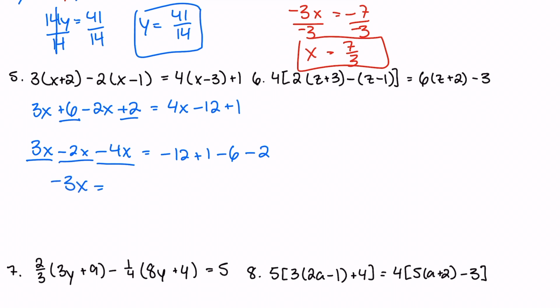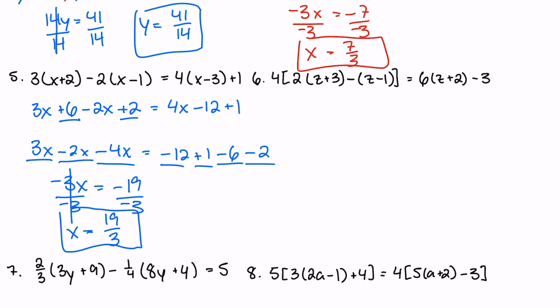And that's going to be equal to negative 6 minus 2 is negative 8. Negative 8 minus 12 is negative 20. And negative 20 plus 1 is going to be negative 19. So now we can divide by negative 3 on both sides to isolate x, and negative divided by negative is equal to a positive, and we get positive 19 over 3. So our final answer is x equals 19 over 3.